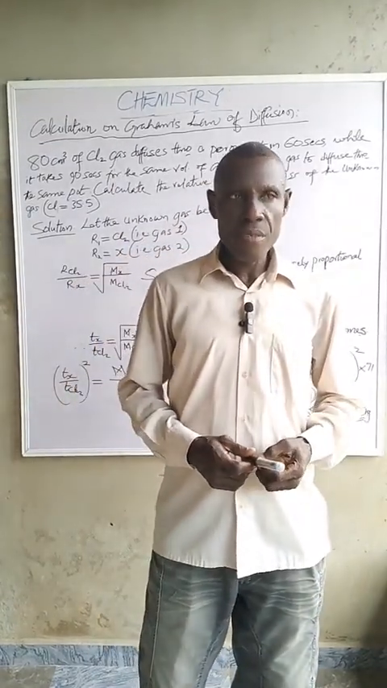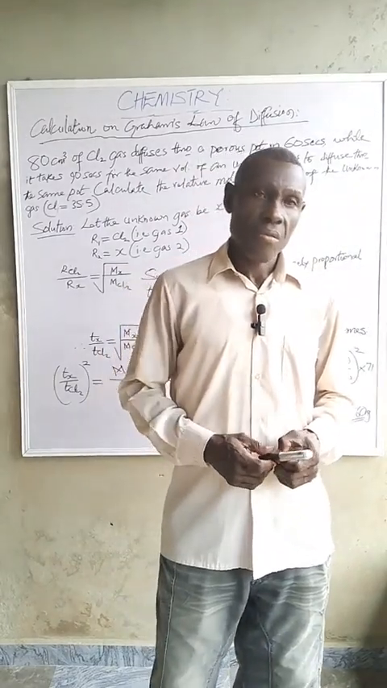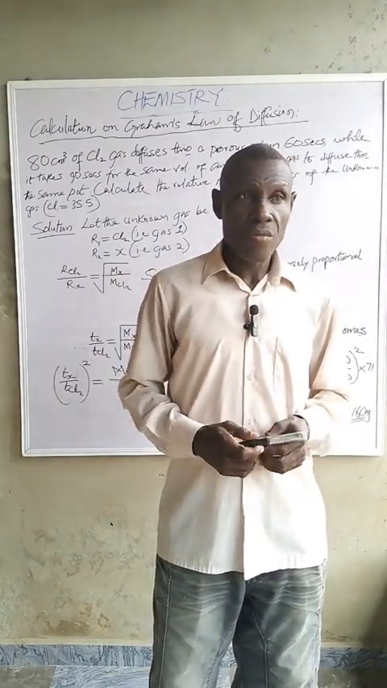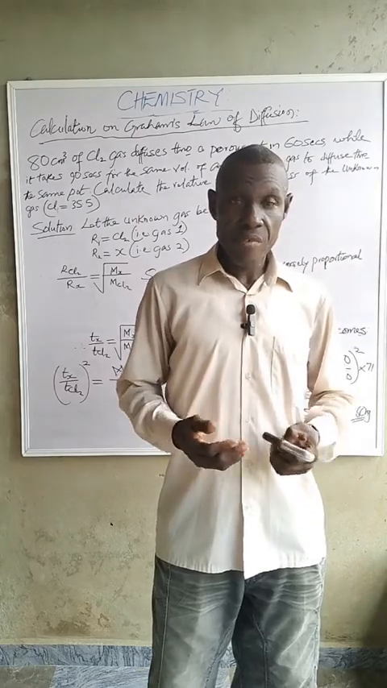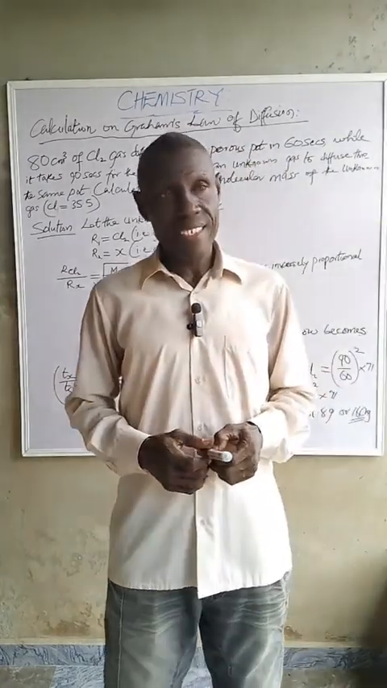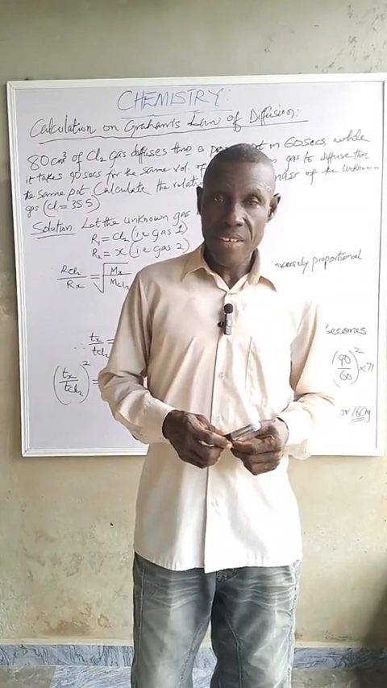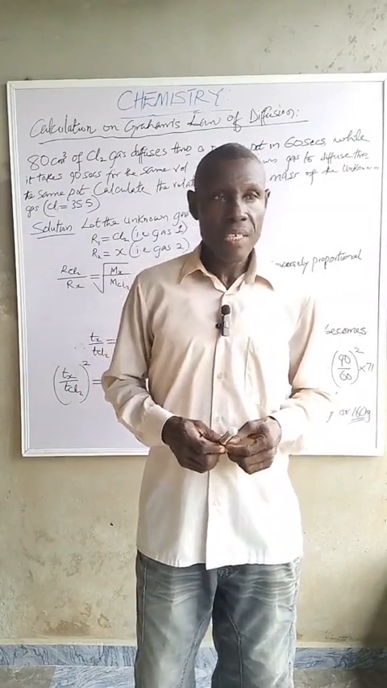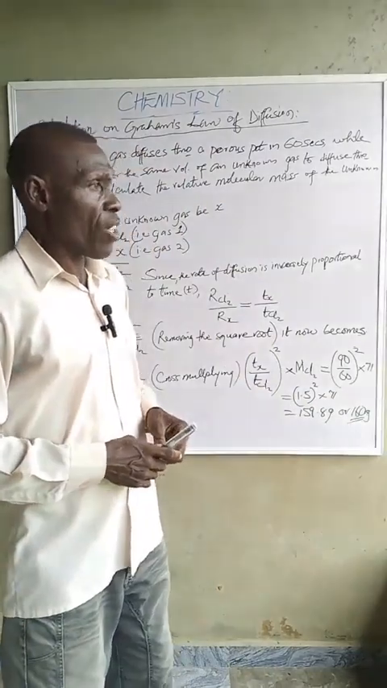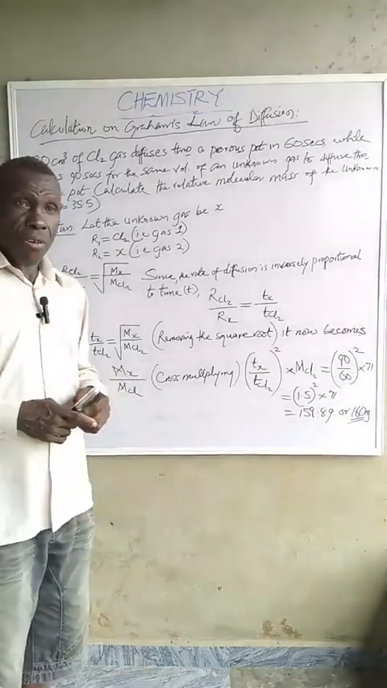In our past lecture, we defined Graham's law of diffusion. And we said that the law states that at constant temperature and pressure, the rate of diffusion of a gas is inversely proportional to the square root of its density. We saw the mathematical analysis of that law and how we derived some of the equations. But right away, we want to discuss the calculations based on Graham's law of diffusion.